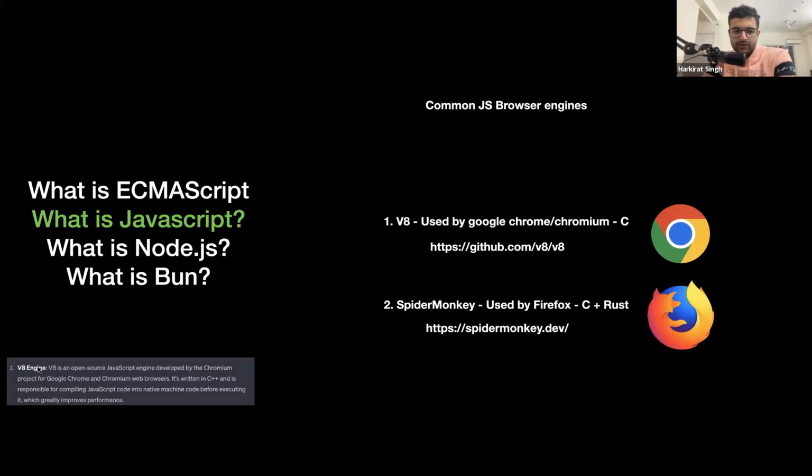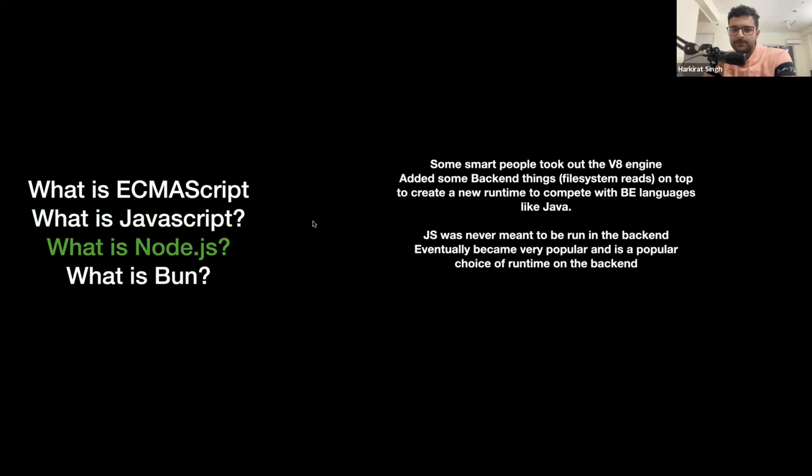So what is the V8 engine, specifically the one that Google uses? V8 is an open source JavaScript engine developed by the Chromium project for Google Chrome and Chromium web browser. There are two versions of Google Chrome. One is open source, one isn't. Both of them use the V8 engine, which seems to be completely open source. It is written in C++ and is responsible for compiling JavaScript code into native machine code before executing it, which generally improves performance. Cool. Lot of jargon. Let's move on to the next slide.